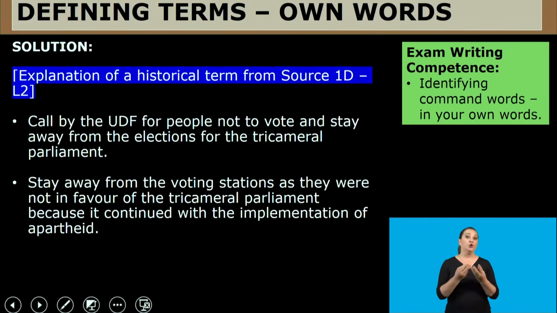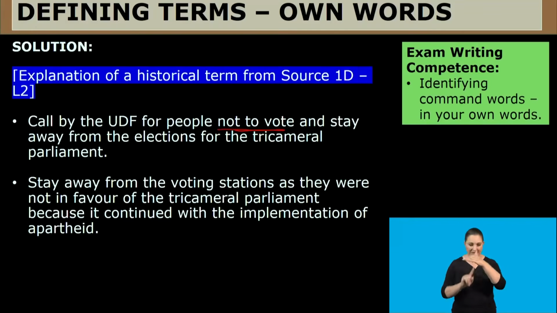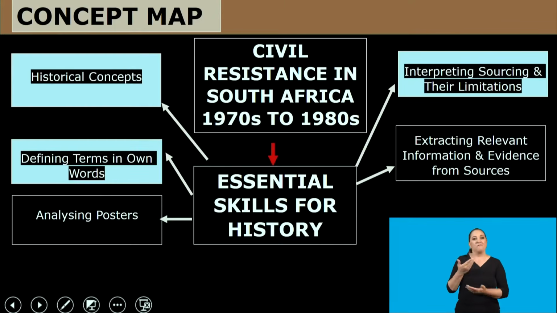Now, a possible solution there is that call by the UDF for people not to vote and stay away from the elections for their tricameral parliament. Stay away from the voting stations as they were not in favor of the tricameral parliament because it continued with the implementation of apartheid. So those are the possible responses.